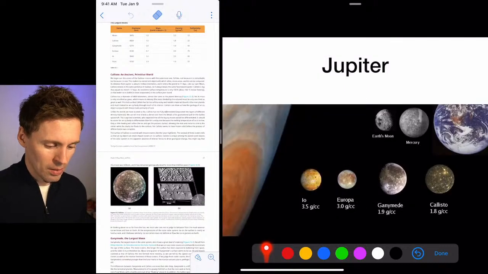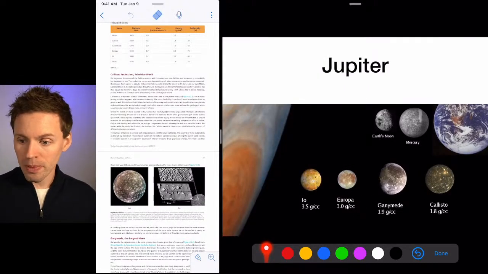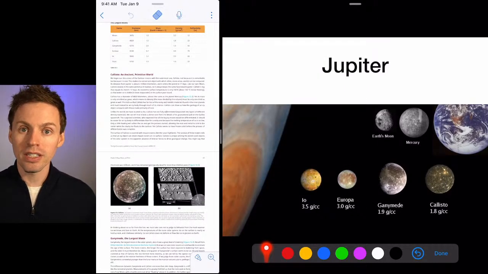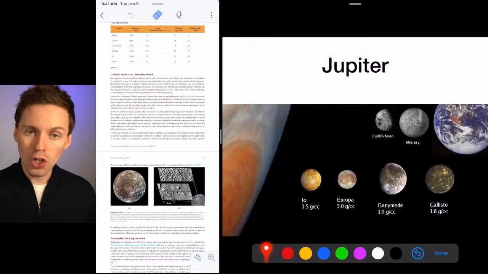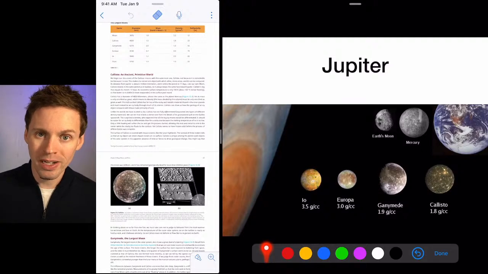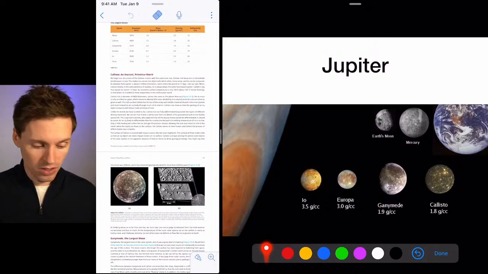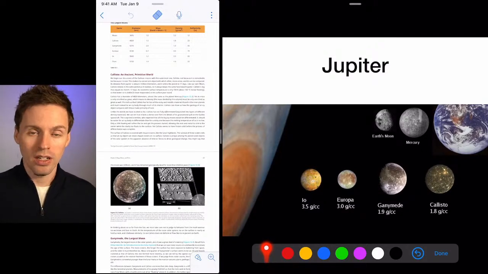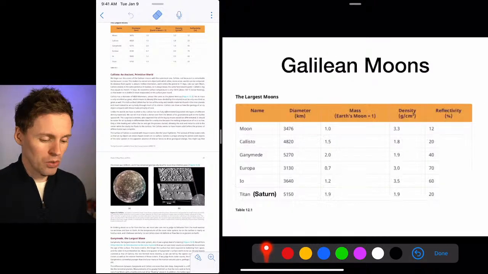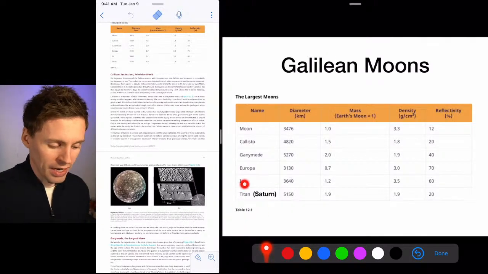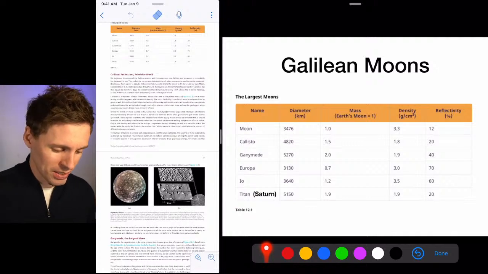Okay, so Jupiter's Galilean moons: Io, Europa, Ganymede, Callisto. Here's Earth's moon to scale, as well as the planet Mercury, just to give you a sense of it. The moons could be planets if they weren't orbiting Jupiter, for example. These are large moons or small planets. You could think of it that way. So the Galilean moons right here, and then we've included Titan here as a reference.